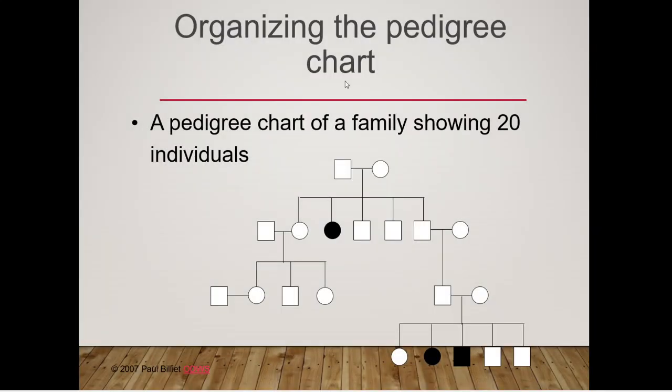Okay, and then we organize pedigree. So this is a pedigree chart of a family showing 20 individuals. So let's look at this one. This one starts with a couple here, marriage, and they ended up having 1, 2, 3, 4, 5 kids. Okay, notice here that these 2 are not connected back to the original couple. That is because they married into the family. They married their children. So they had 1, 2 daughters and 3 sons. Okay, and the second born daughter here is the one afflicted with the disease.